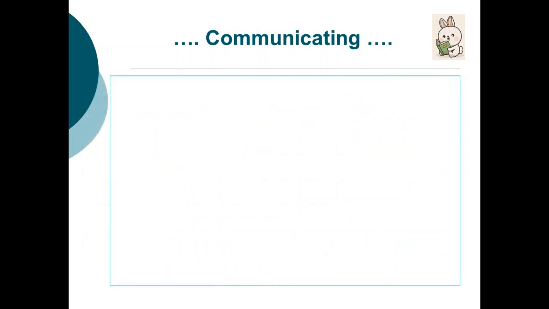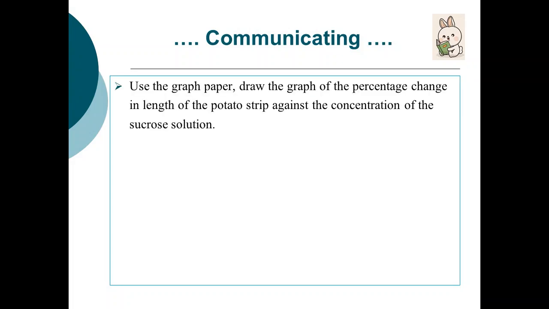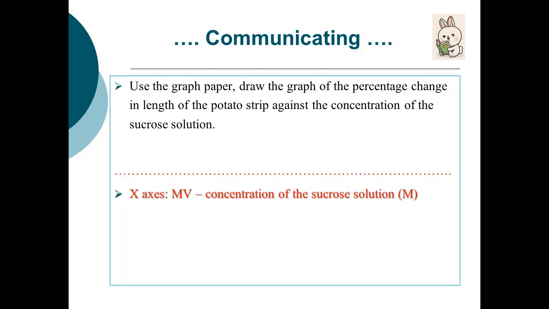Once the table is completed, then we can draw a graph of y against x. This is the instruction. Use the graph paper, draw the graph of the percentage change in length of the potato strip against the concentration of the sucrose solution. On the x-axis, we must label with the MV and unit, which is concentration of the sucrose solution, M. On the y-axis, we must label with the RV and unit as well, which is the percentage change in the length, %.